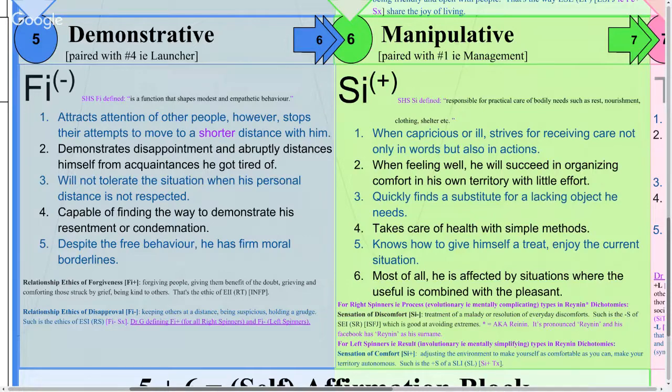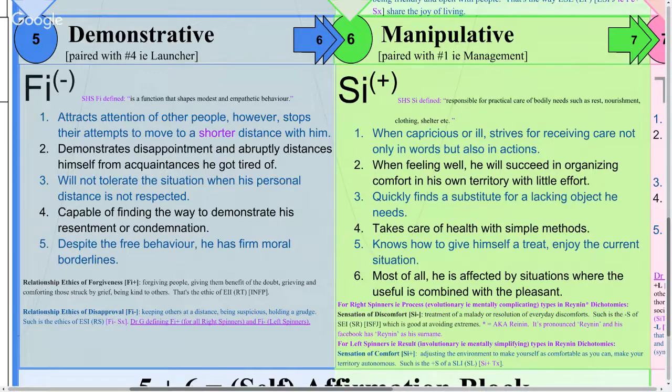For right spinners, sensation of discomfort, SI minus. Treatment of a malady or resolution of everyday discomforts, such is the -S of SEI, that's ISFJ, which is good at avoiding extremes. Now, there's a nice little link there, because ISFJ in Keirsey is the protector, and they are very good at giving care, and not just as a stereotypical nurse, but also as a general practitioner, because it's about minimizing discomfort.